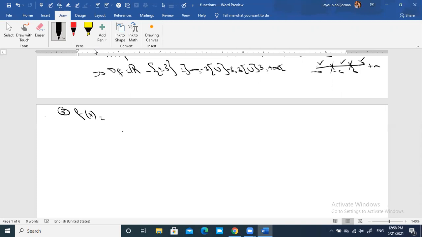Okay. Another example. Let's say f of x is equal to x over x squared plus 1. What is the domain? There are no exceptions, I guess.